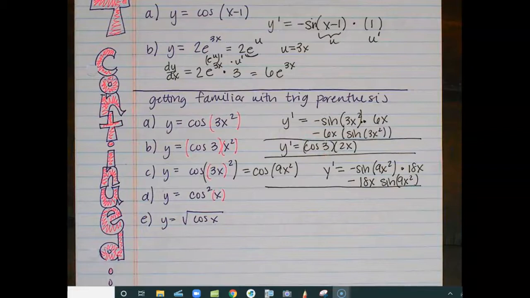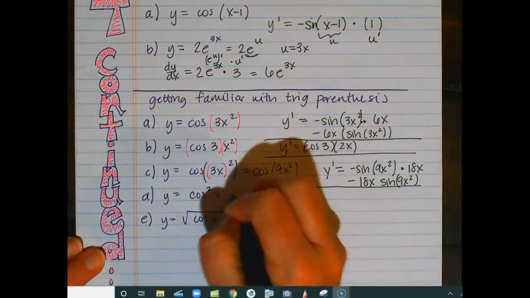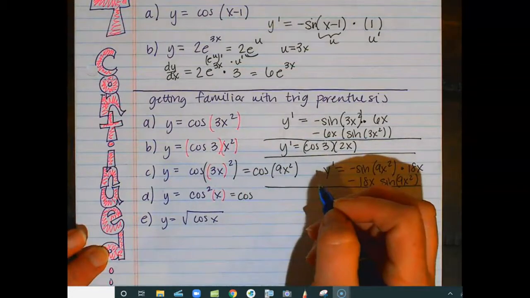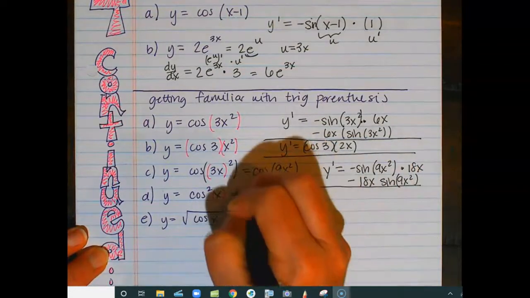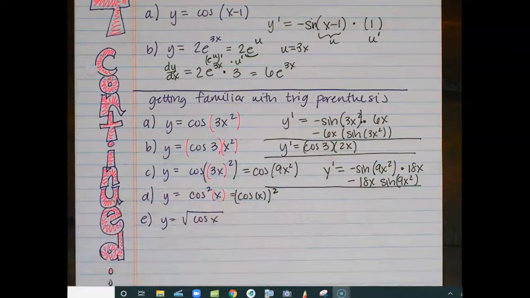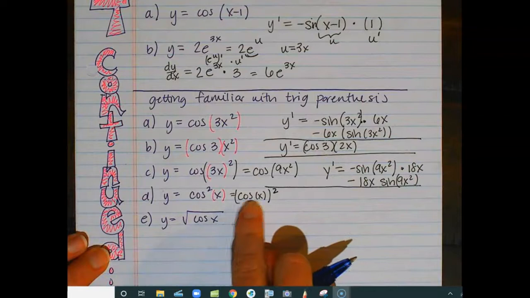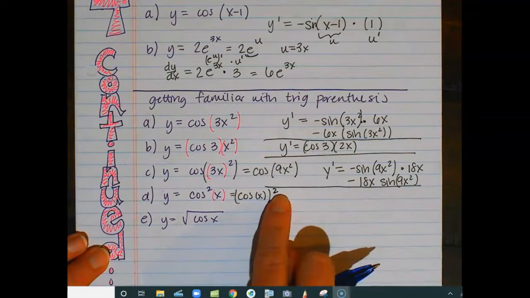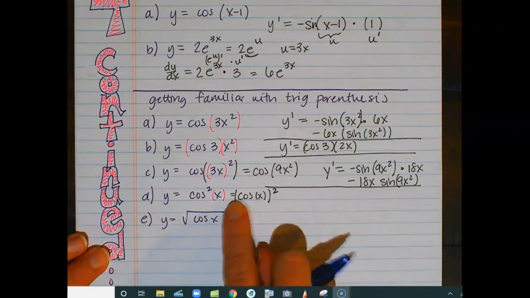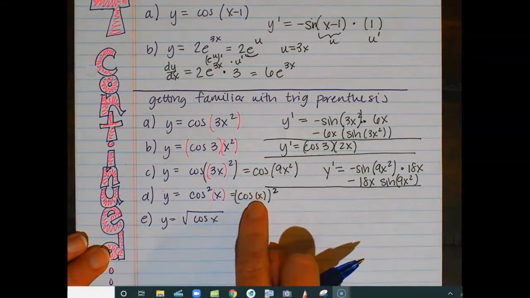Cosine squared x. That's a different problem entirely. It's composite, but in a different way. For derivative purposes, it's much easier to write it this way: the entire cosine function is squared. Not x, but the entire cosine function, which means that now this is not the parent function, this is the baby part. The outside function, the mama function, is the squared. So first we're going to do power rule, keep the baby, times derivative of the baby.